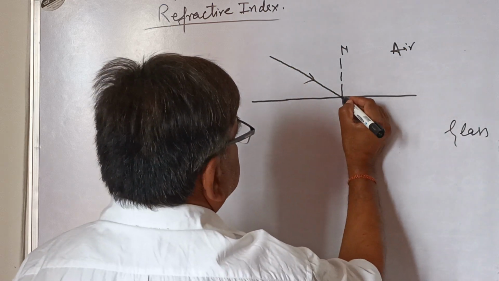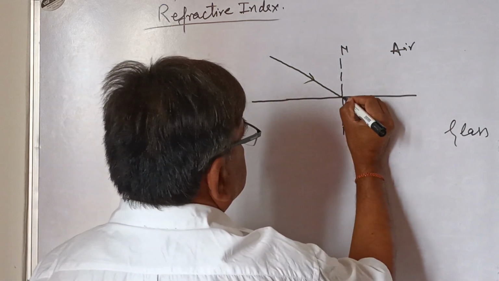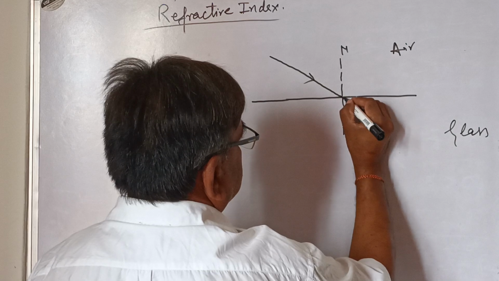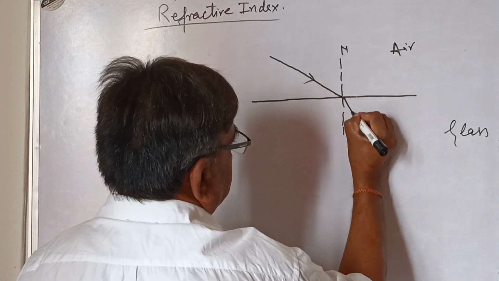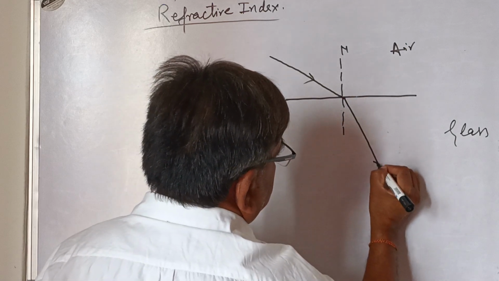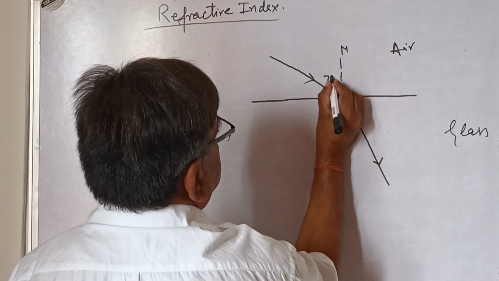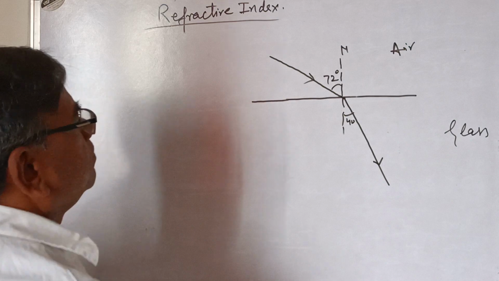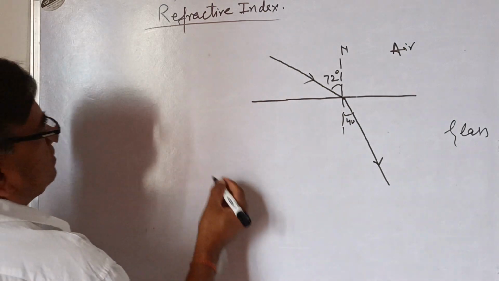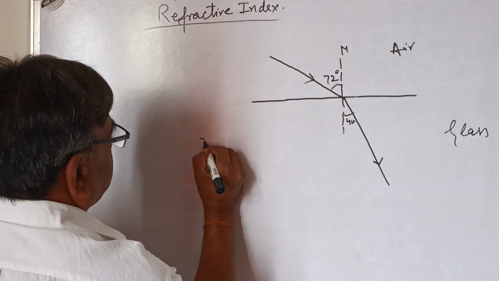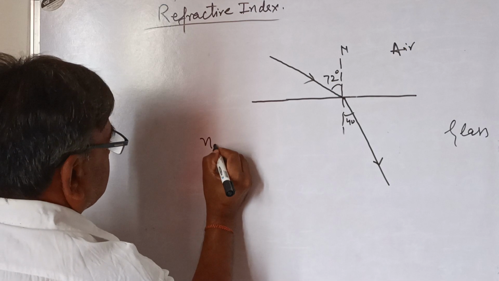Now what happens? The ray is deviated towards the normal, refracted. After refraction, they follow this path. So this is 40 degree. This is 72 degree. Now, as per Snell's law, the second law of refraction, n of what? n of g.